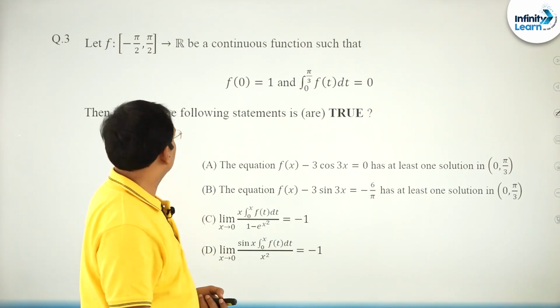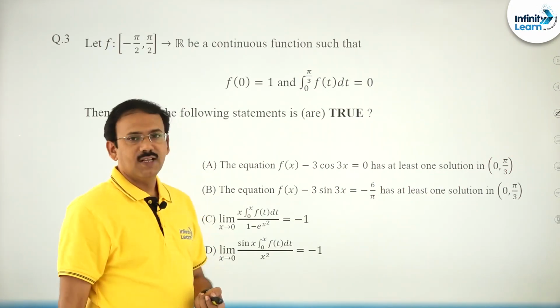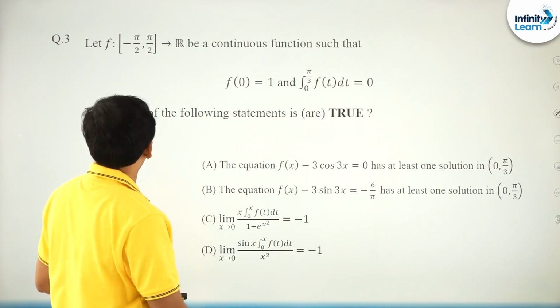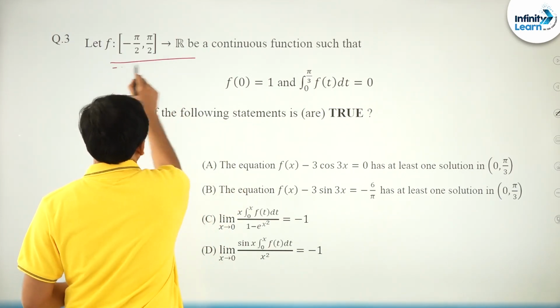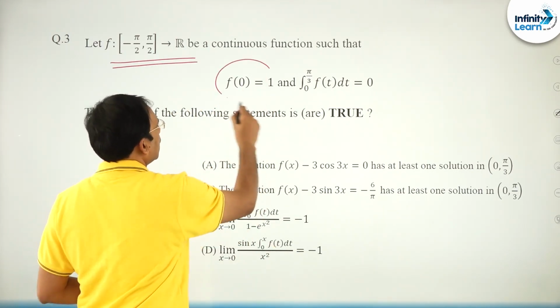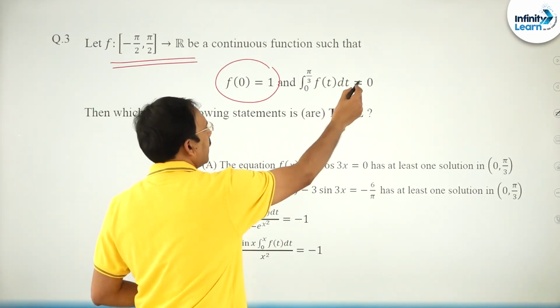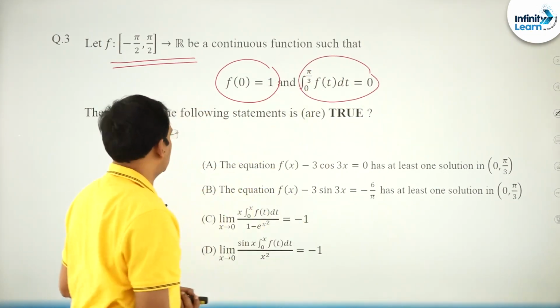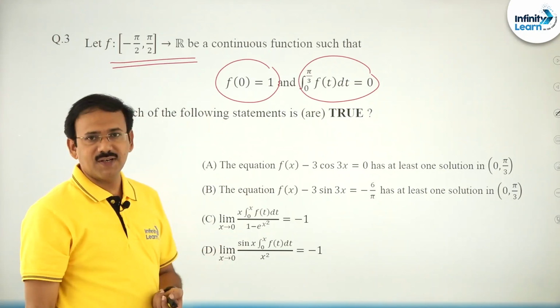Right dear friends, you see the third question, it is simple my dear friends. He has defined a function f from this to R where f of 0 is 1, and the integral from 0 to pi by 3 of f of t dt is given as 0, then which of the following statements is correct?